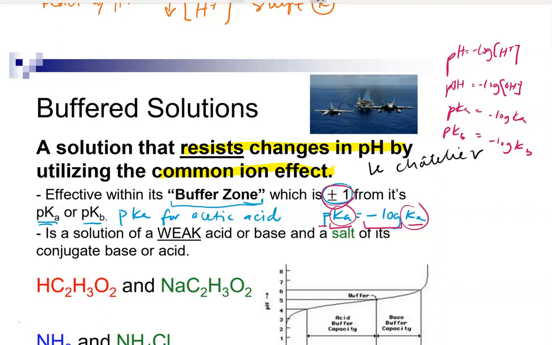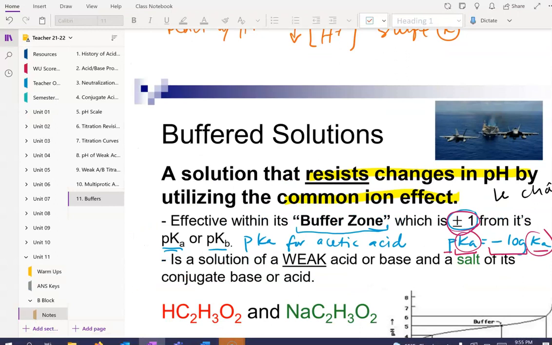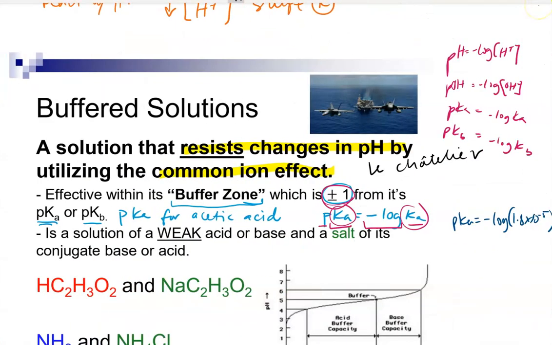effective. So for acetic acid, we would find that the pKa would be the negative log of 1.8 times 10 to the minus 5. Get your calculators out and punch that in. See if you can beat me. I don't know where my calculator is. All right, I got that value to be 4.74. So this is on the pH scale, 4.74.